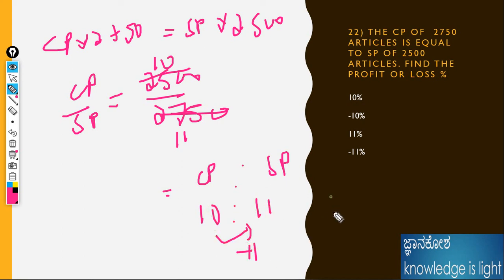That means it is increasing from this value, therefore it should be a profit. Why? Because 10 is to 11 means it is increasing. That means 1 by 10, which is 10%, is the profit for this question. Okay, next question.